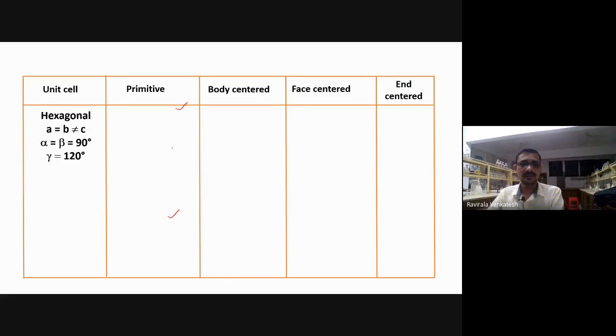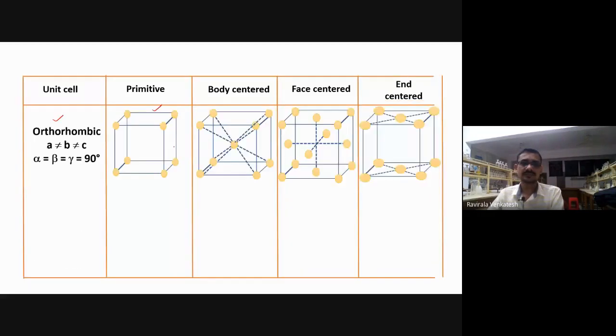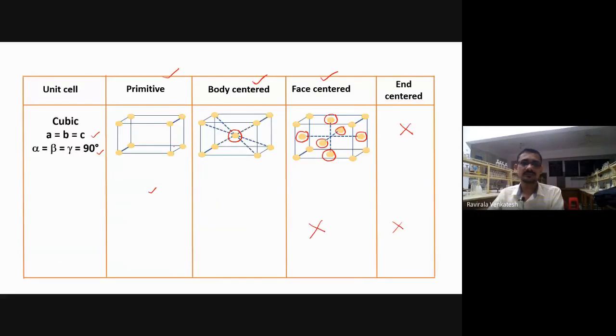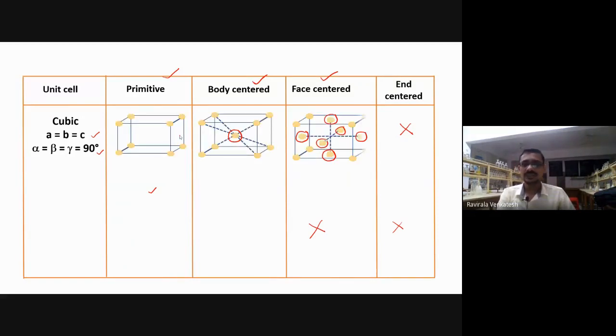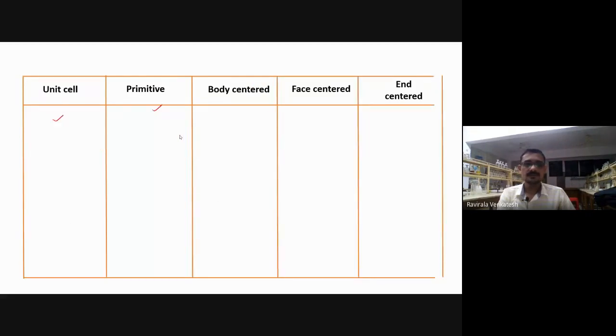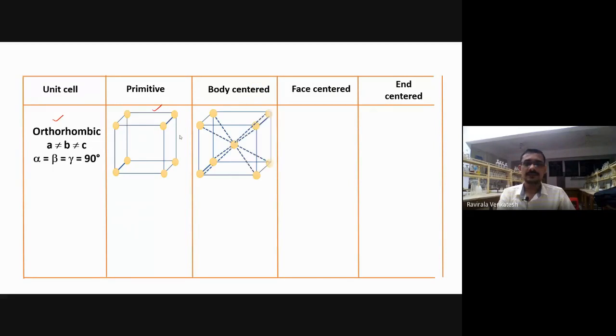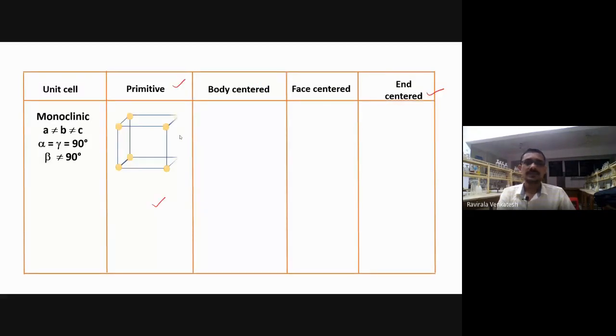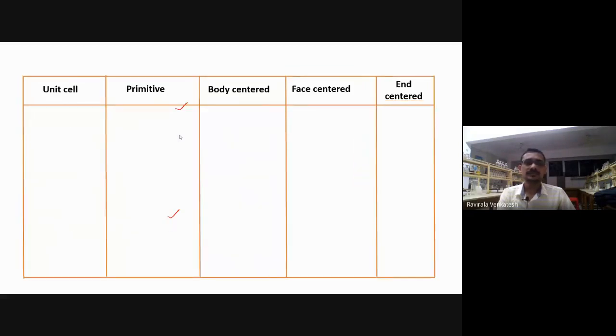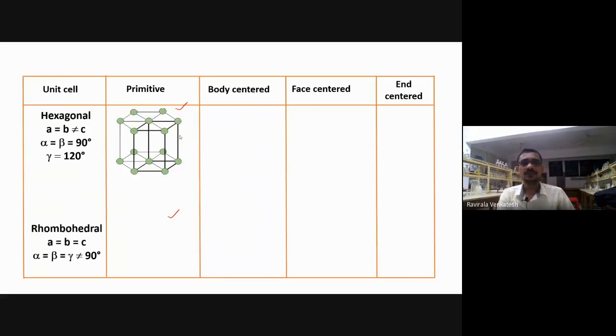Next what happened? See from here onwards. How many are we getting? Let me see. 1, 2, 3, 4, 5, 6, 7, 8, 9, 10, 11, 12, 13, and 14. Isn't it? Total how many Bravais lattices did we get? 14 Bravais lattices we can get.